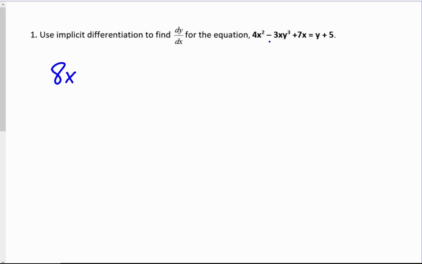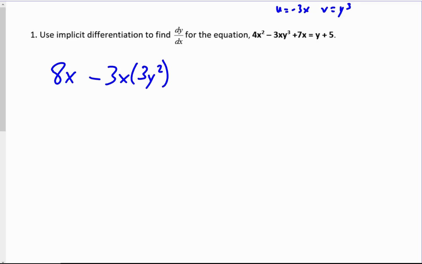For the second term, we actually have a product rule going on. We're going to take negative 3x and y cubed. Those are going to be like our two functions. So for the first part, we will do first function, negative 3x. So think of u as negative 3x and v as y cubed. So for the product rule, it's the first function times the derivative of the second function. So we'll have negative 3x times derivative of y cubed is 3y squared.